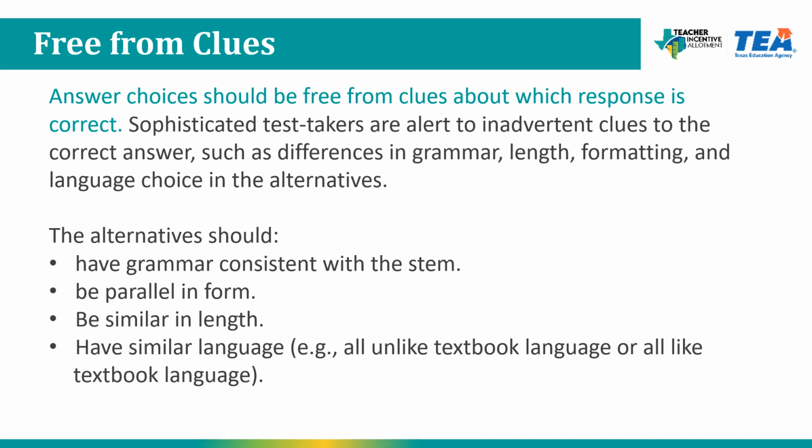Ensuring that answer choices do not inadvertently offer clues to the correct response is crucial. Savvy test takers can exploit subtle differences in grammar, length, formatting, or language within the answer choices to deduce the correct answer. To prevent this, the alternatives should maintain consistency in grammar and structure, remaining parallel in form and using similar language throughout. When there's a stark contrast in language style or structure, students can easily identify the odd one out, potentially leading them straight to the correct answer.